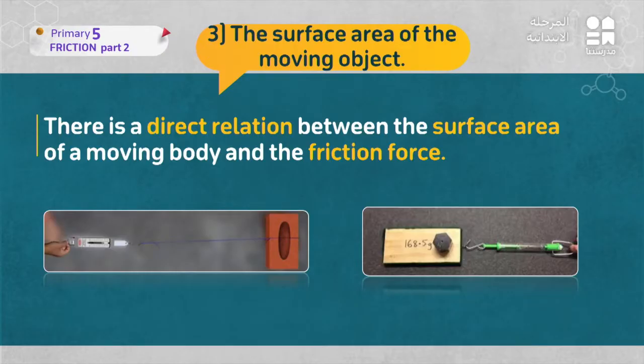يبقى دلوقتي عندنا there is also a direct relation between the surface area of a moving body and the friction force. So by increasing the surface area the friction force increases, and by decreasing the surface area the friction force decreases. زي كمان the two pictures that we see in here.